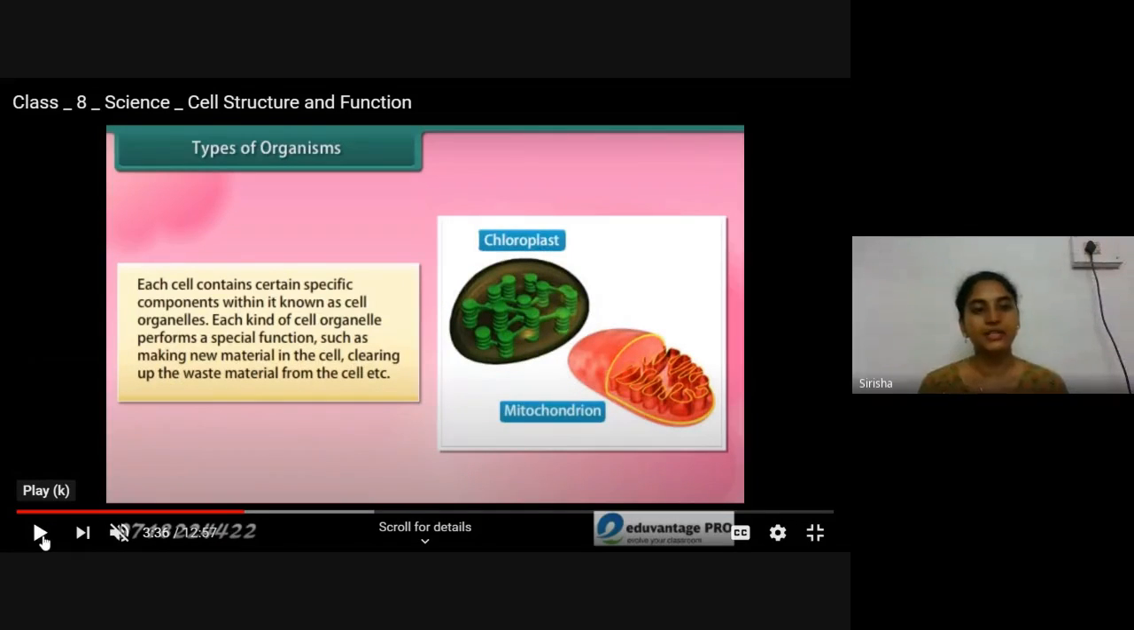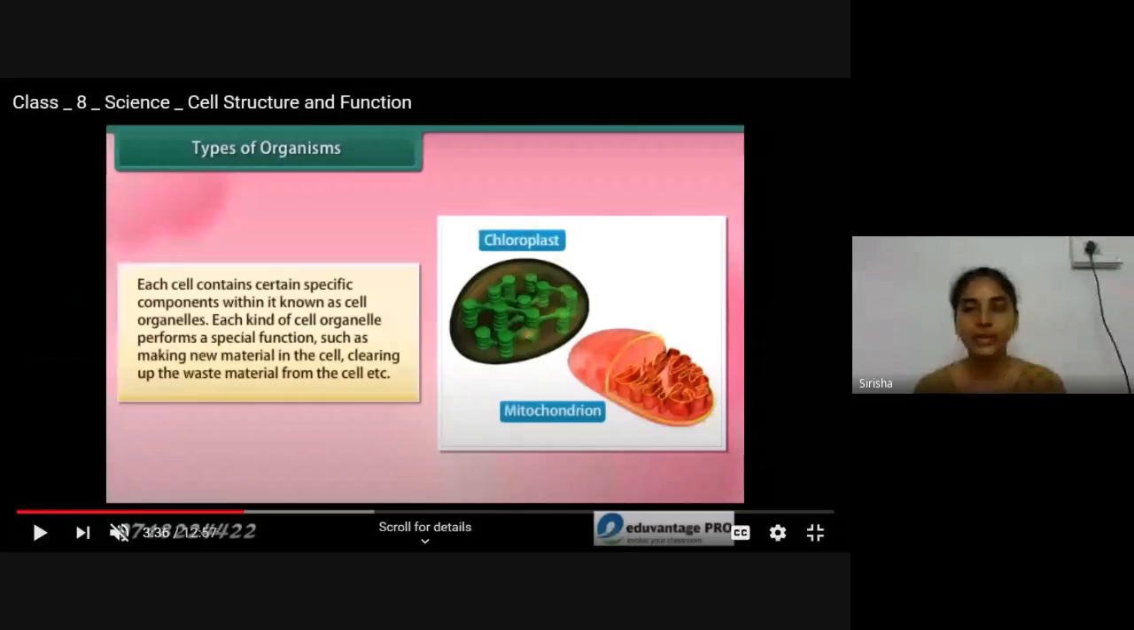Each cell contains certain specific components within it known as cell organelles. We have seen each kind of cell organelle performs a special function, such as clearing waste material. For example, if you see chloroplast, which you have studied in your class, photosynthesis takes place because of the pigment called chlorophyll.